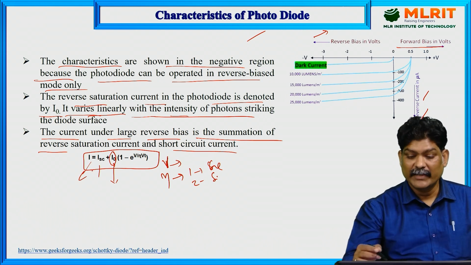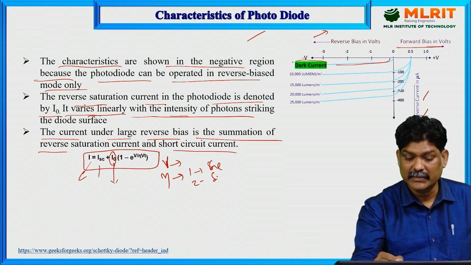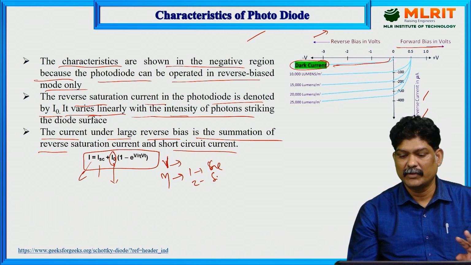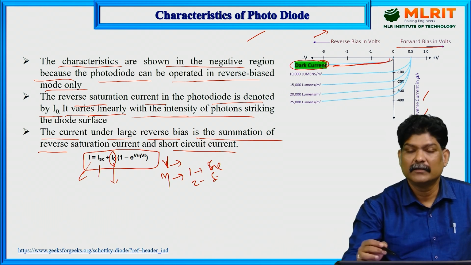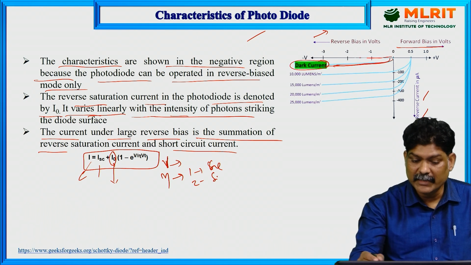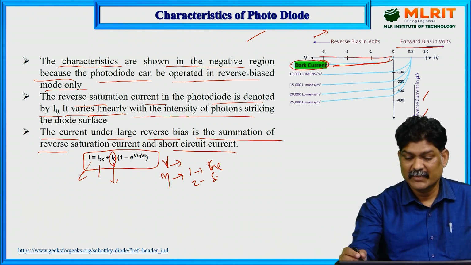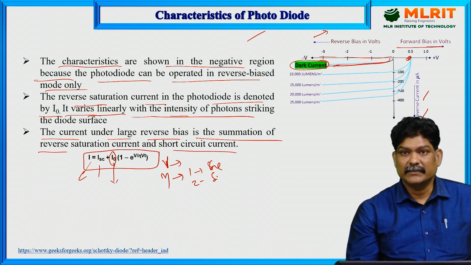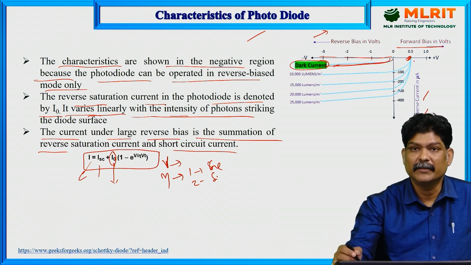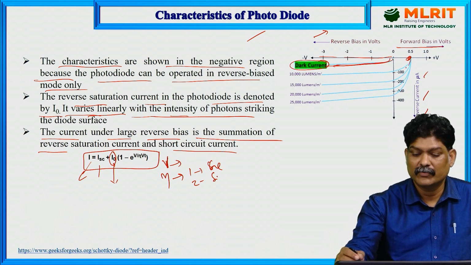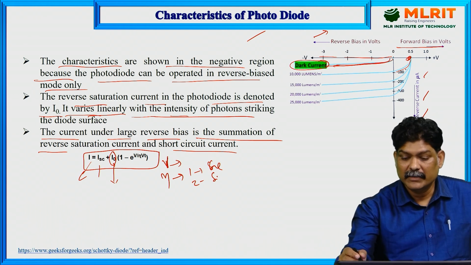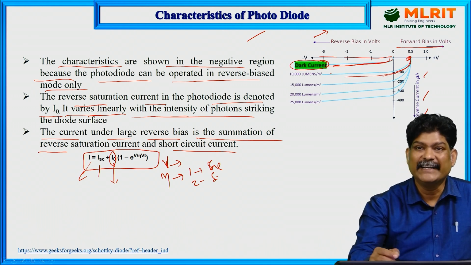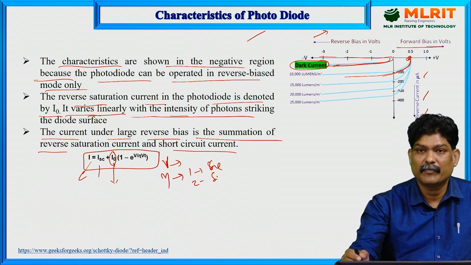So you can see this indicates the dark current, the first one. Even when we are not giving any input voltage, there is a small current. If you increase the reverse bias voltage, a minute current, of the order of microamperes, will flow through the diode, and that is related to the intensity of the light. That is directly proportional to the intensity.